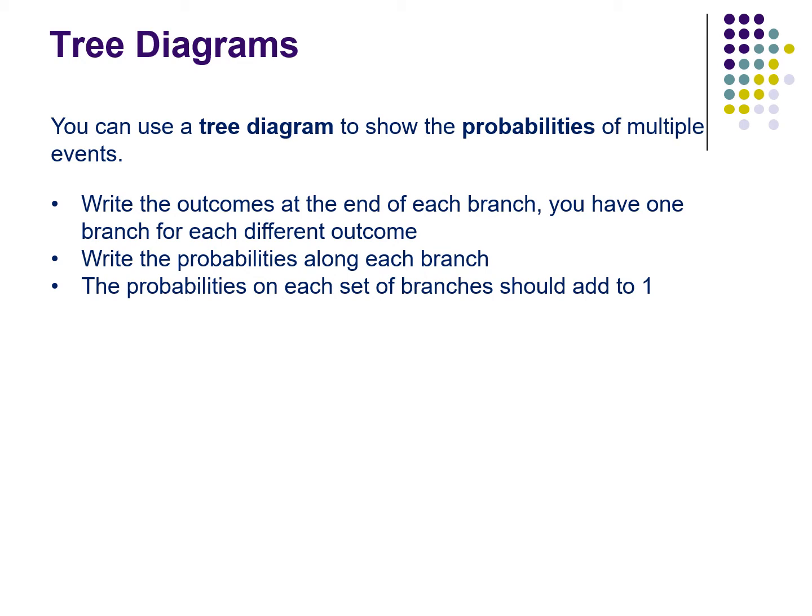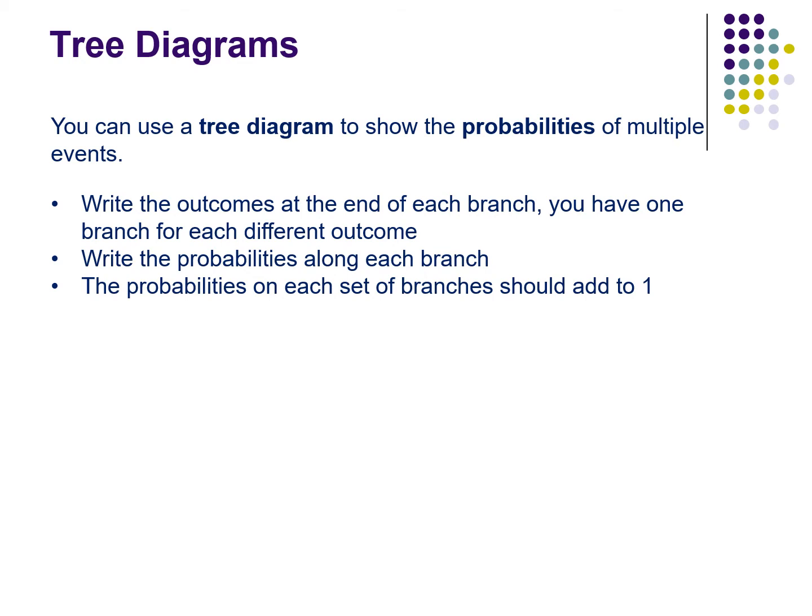Now the important thing is a set of branches for one of these diagrams should represent all of the different outcomes for an event. If you look at all of the different outcomes for an event, then all of their probabilities should add up to 1. If they don't, you've missed one of the outcomes. So when you're writing your probabilities on the branches, that's quite a good thing to remember, so you can make sure that you've not missed anything out.